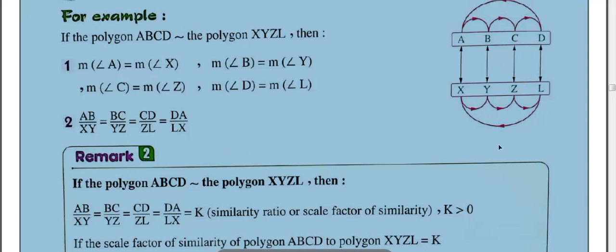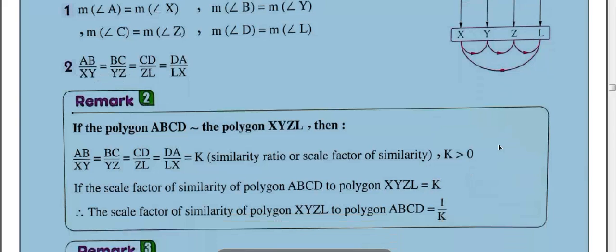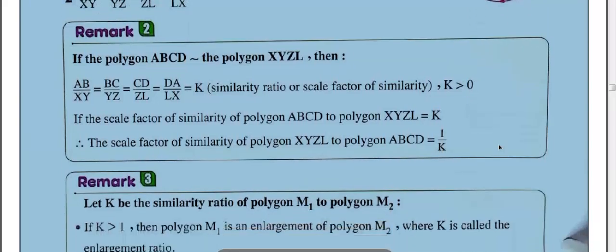Remark 2. If the polygon ABCD is similar to the polygon XYZL, then AB over XY equals BC over YZ equals CD over ZL equals DA over LX equals K. K is a constant, the similarity ratio or scale factor of similarity, and K is more than 0.